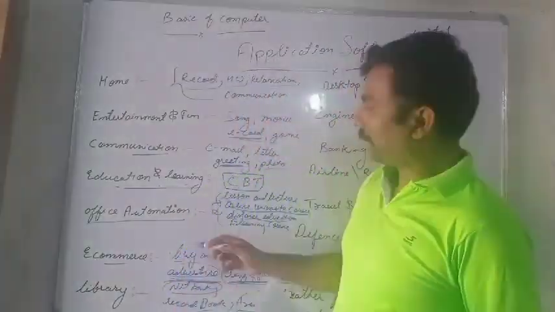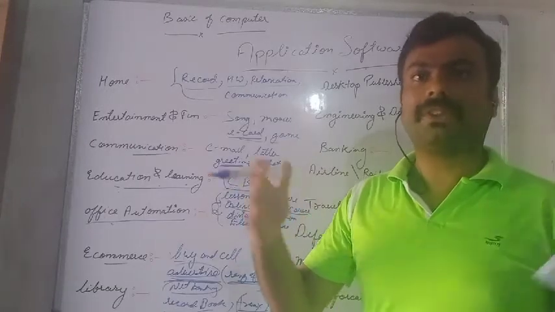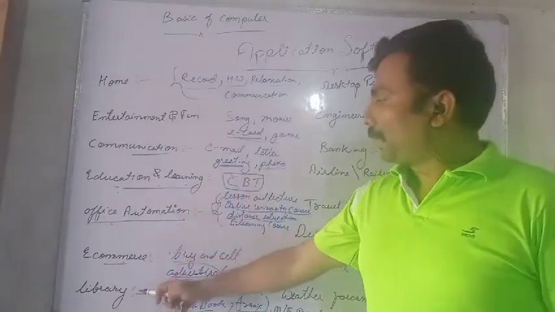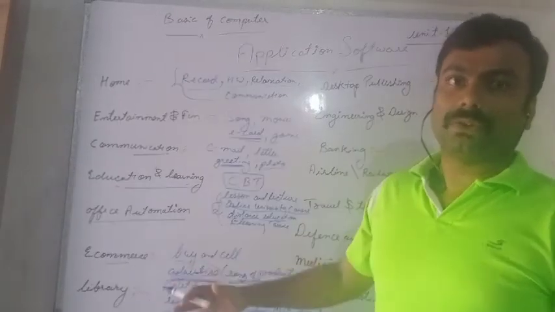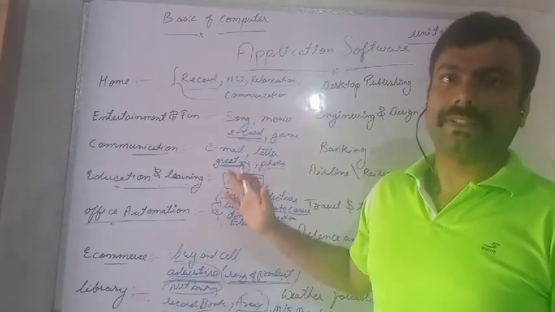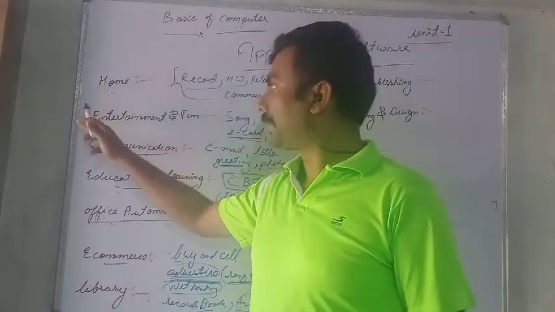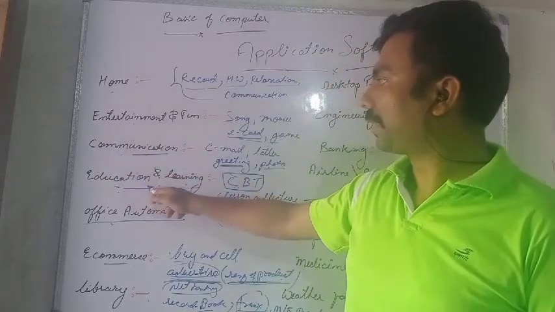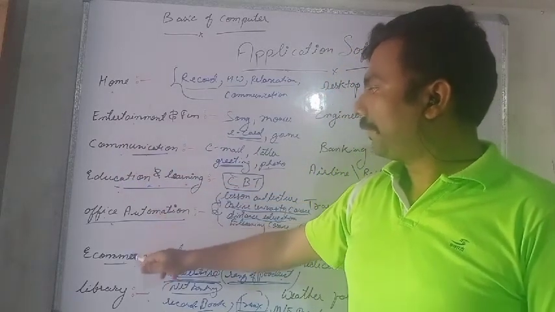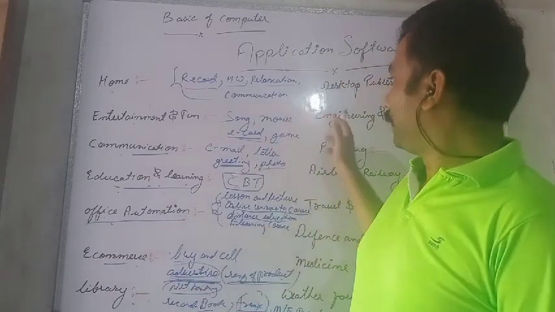So all of this I'll tell you in the next class, don't worry, otherwise this video will be very lengthy to upload. Today I have told you the fields in which software is used, the different types of application software. The first field is home, second is entertainment, third is communication, fourth is education and learning, fifth is e-commerce, and sixth is library. You will get all of these further in the next video.